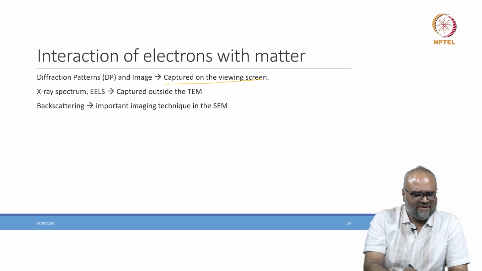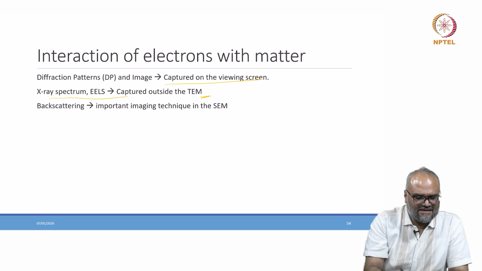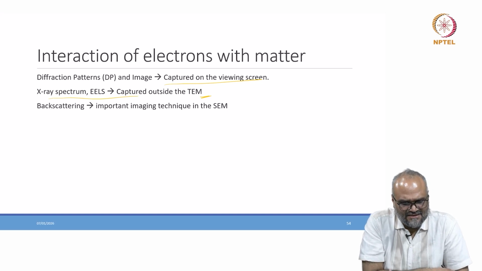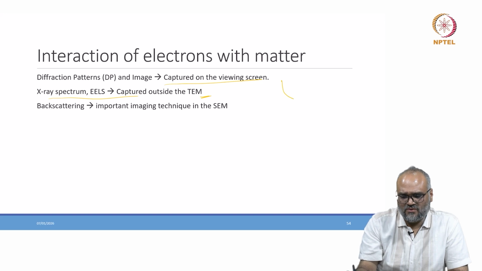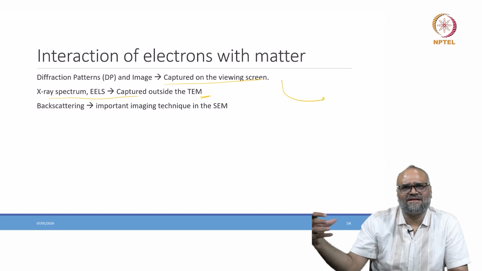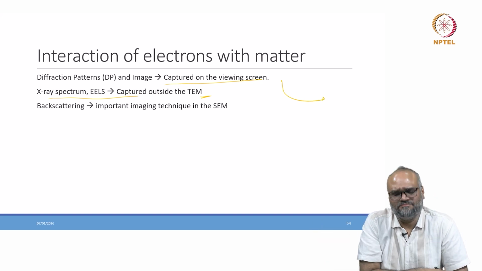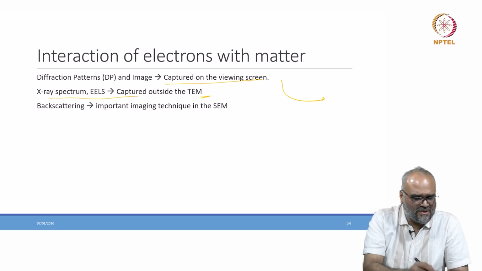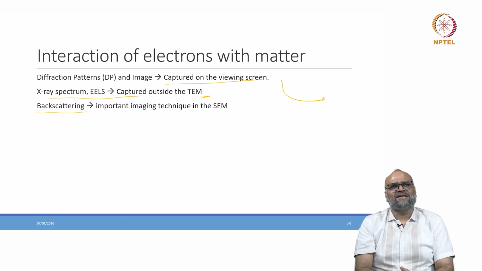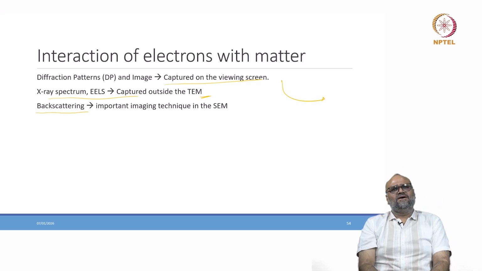When you have analytical signals like EELS and X-ray spectra, this is again transferred to a detector which is retracted and inserted into the microscope column. When you see one of the forms of imaging called backscattering, you can use this for topographic information and also relative atomic number differences within a scanning electron microscope.